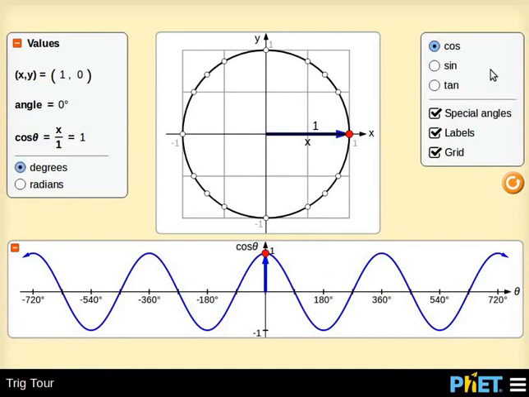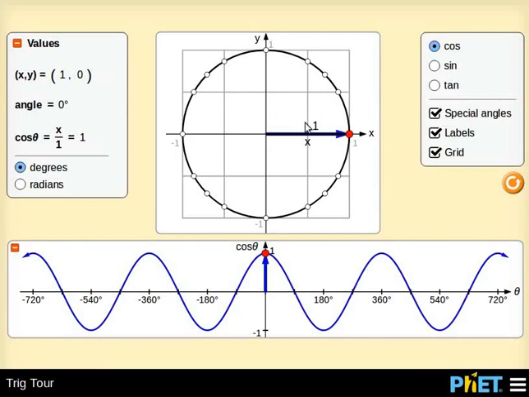In the functions box, uncheck special angles. Observe how the empty circles disappear. Again, check special angles. These circles are angles made by the red point with the x-axis as it moves along the circle. Important angles have been chosen as special angles.